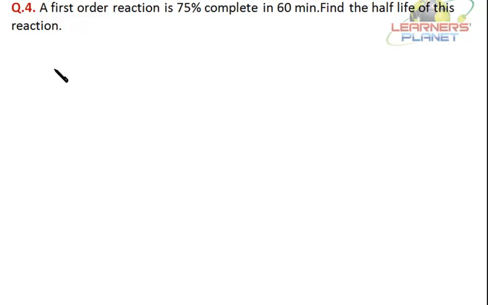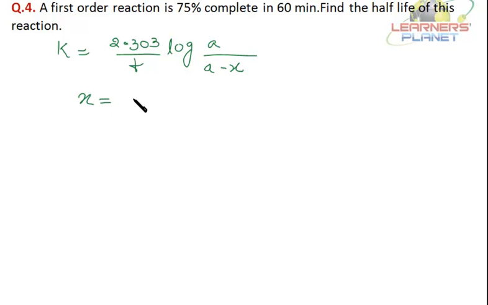So the question can be solved in two ways. First of all, I'll use the elaborate one, that is K is equal to 2.303 by T log of A by A minus X. Now what is X? X is 75% complete, right? So that is 75 by 100 into A. So that will be equal to how much? 3 by 4A. Now we can put this value over here.